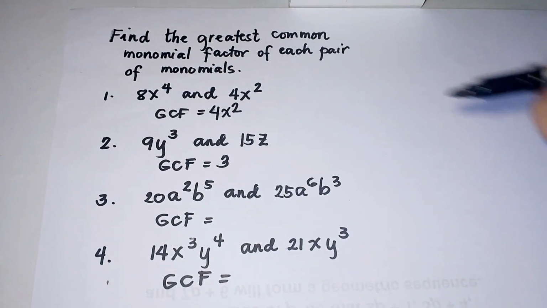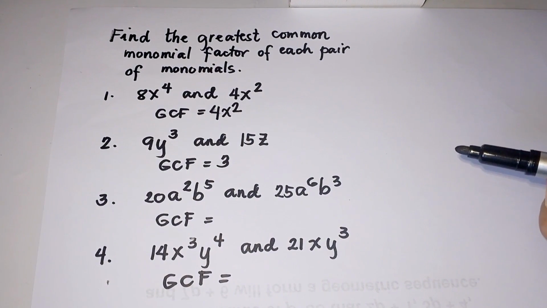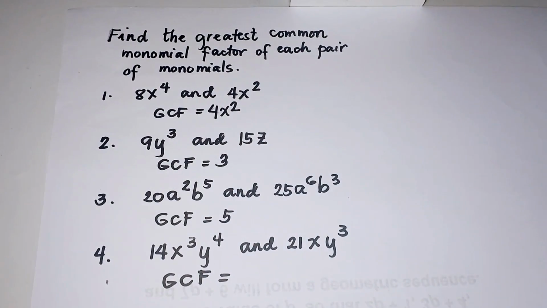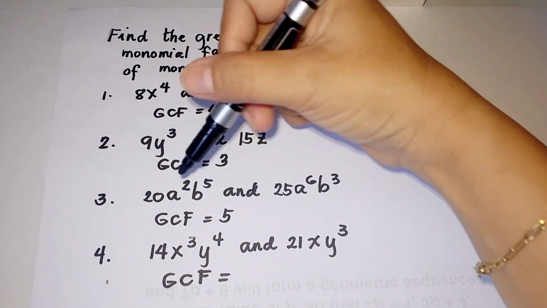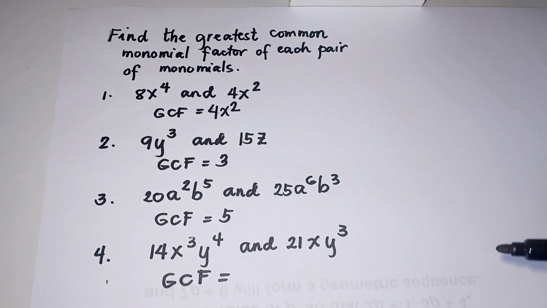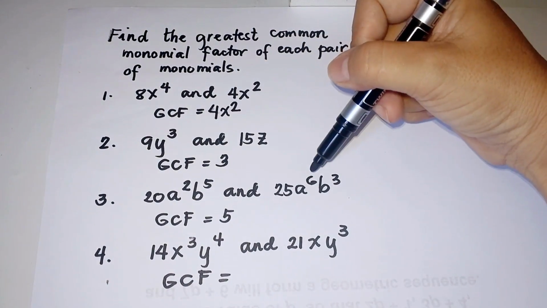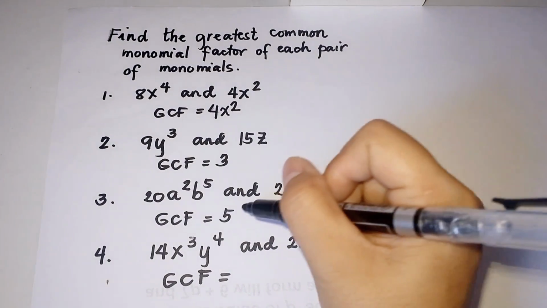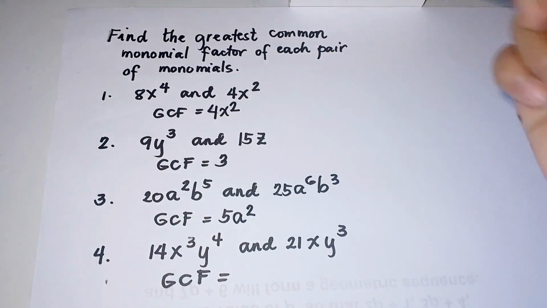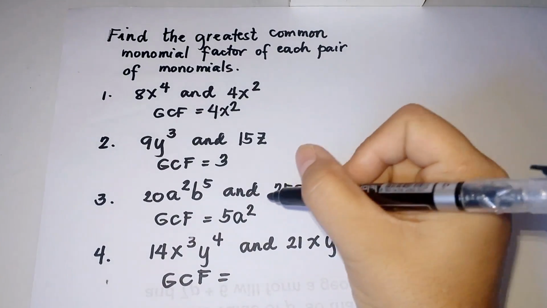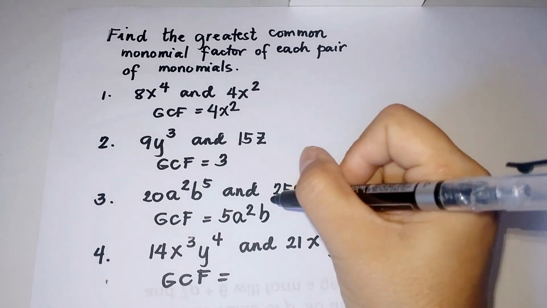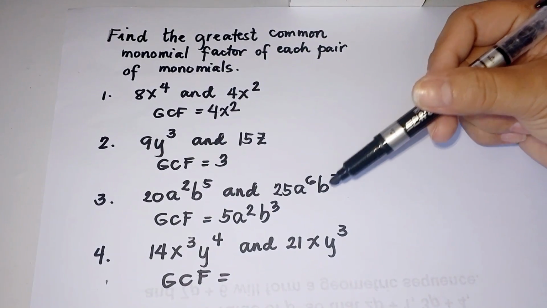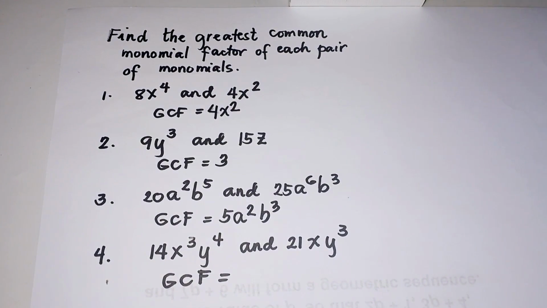For 20 and 25, the greatest common factor is 5. 5 is the biggest possible number with which we can divide 20 and 25. For a squared and a to the sixth, the one with the lower exponent will be the GCF. So a squared. Then for b to the fifth and b cubed, the greatest common factor is b cubed. So the GCF of these two monomials is 5a squared b cubed.